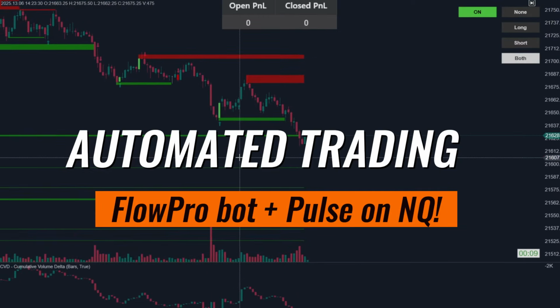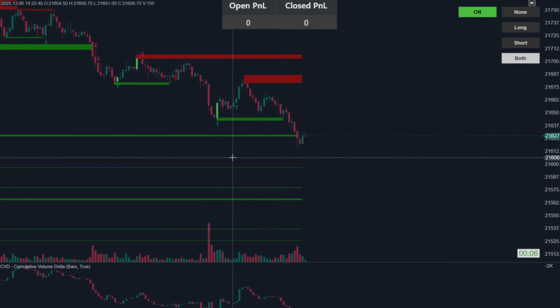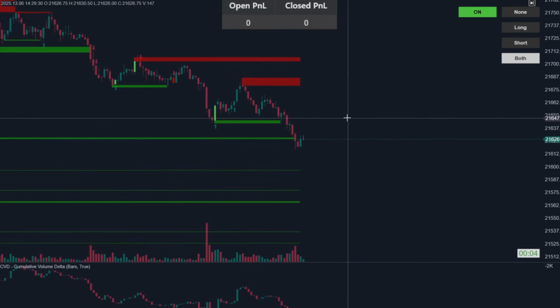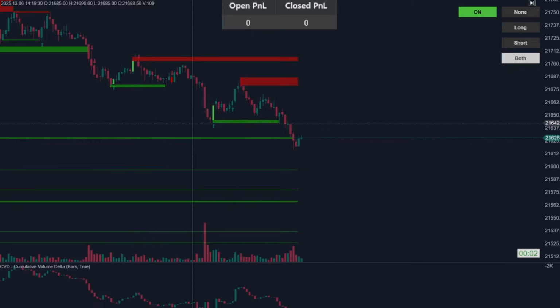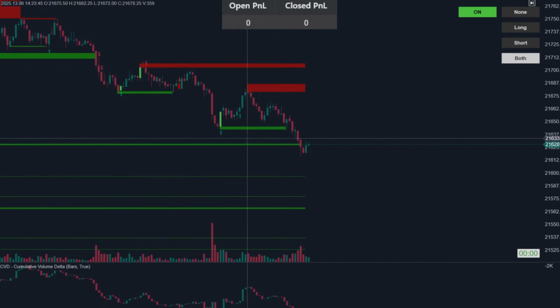Again, trading with the FlowPro bot. Today we're going to get straight into it. We're going to toggle both longs and shorts on. And you may notice some arrows on the chart, and those are from the pulse indicator.